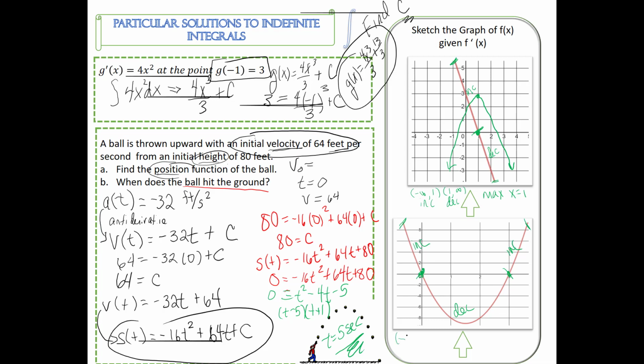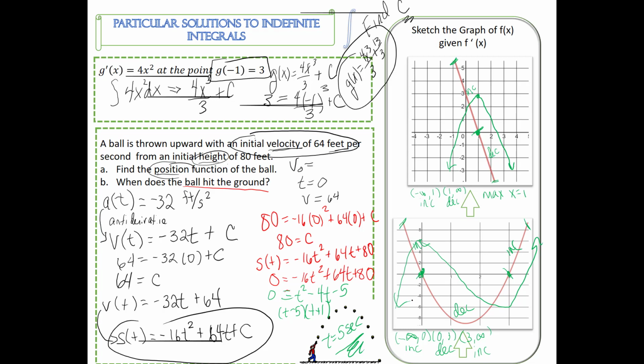So I go from negative infinity to 0 of increasing, so it's going up, 0 to 3, decreasing, my function is going down, and 3 to infinity, increasing, my function is going up. So I'm going from increasing to decreasing, so it increases, and then it decreases, and then it increases, like that. So those are particular solutions.